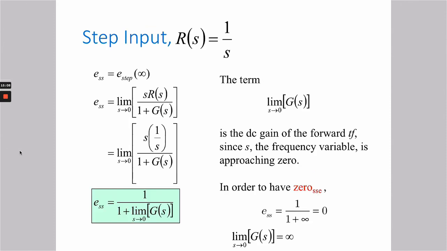We go back to the equation that we derived using the final value theorem, which is this equation, okay, to find the steady state error. For the step input, R(s) equals 1 over s. So we replace 1 over s in this equation. What we have is that we can cancel out. What we have is a steady state error equals 1 over 1 plus limit s approaching 0 of G(s).